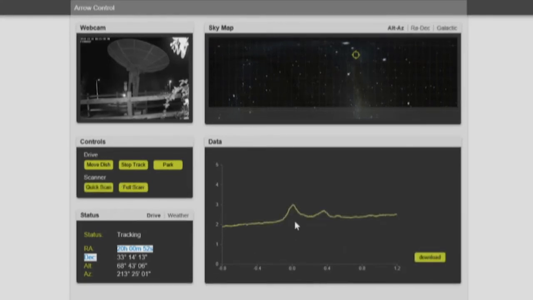And fantastic, here we go. We've got a nice peak. In fact, we've got two peaks. So we've got signals possibly from hydrogen in two different parts of the Milky Way, perhaps at different distances.